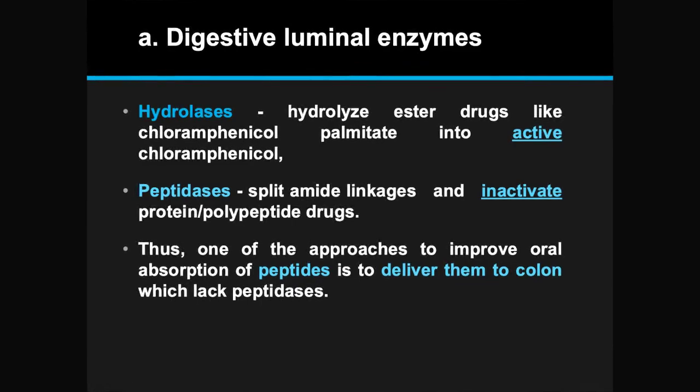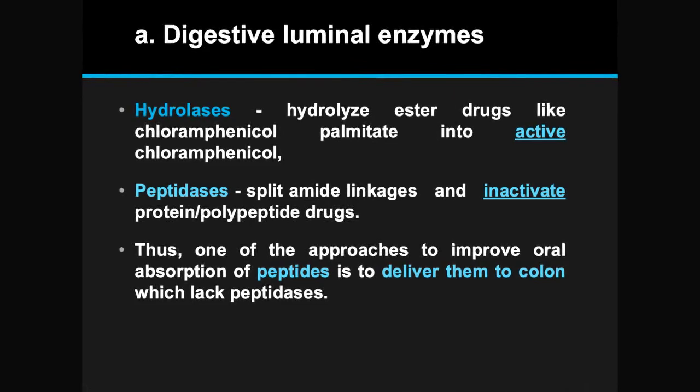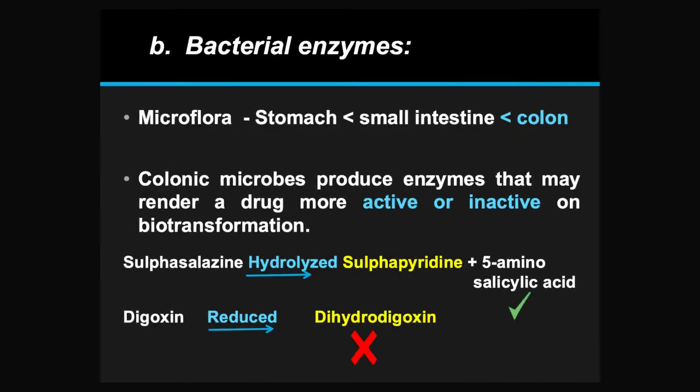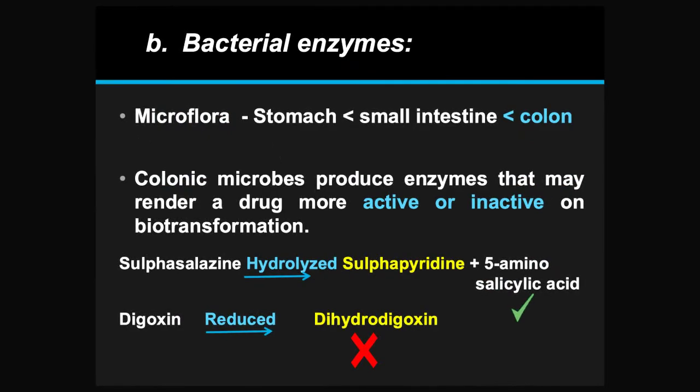Why do we consider the colon a strategic sanctuary for peptide delivery? Because this distal region lacks the aggressive peptidases found in the upper tract, providing a protected environment for these sensitive molecules to maintain their structural integrity for eventual systemic uptake. Look at the dramatic escalation of microflora concentration as we move toward the colon, which establishes this distal region as a massive bioreactor for drug biotransformation.